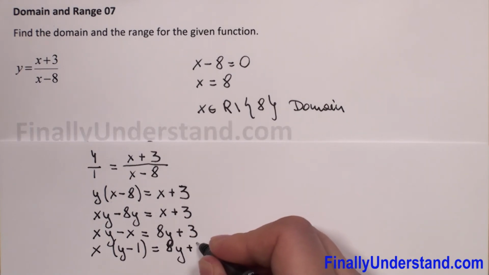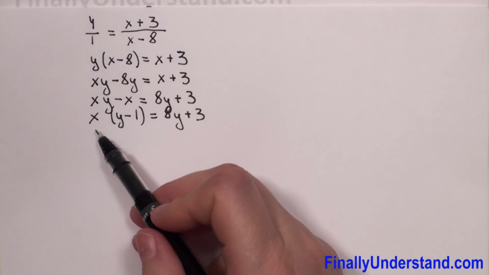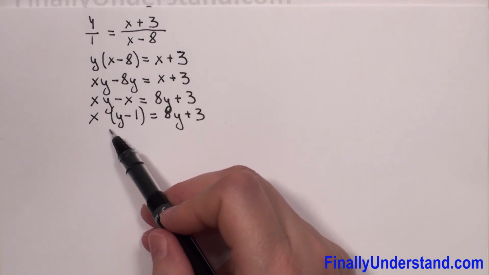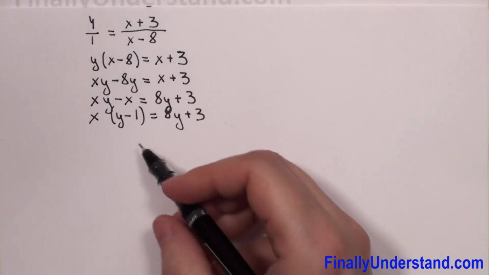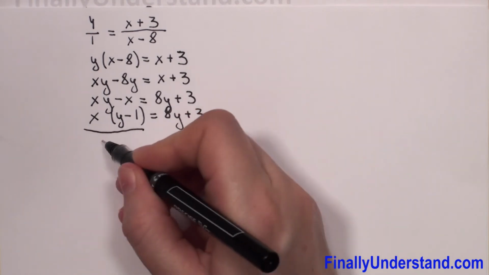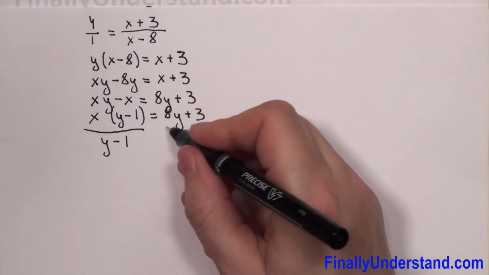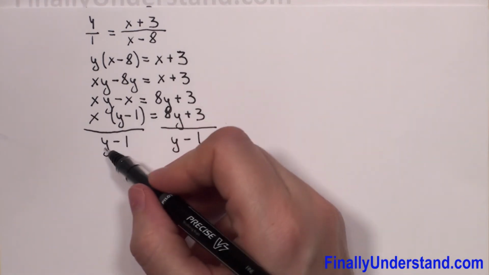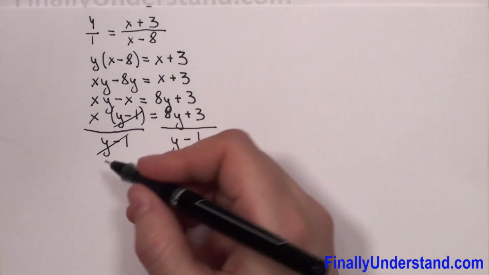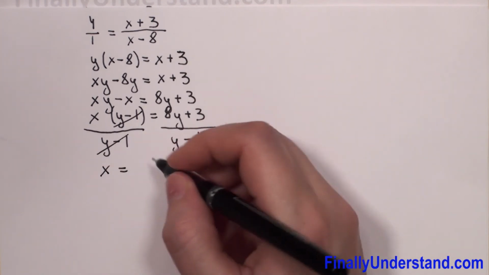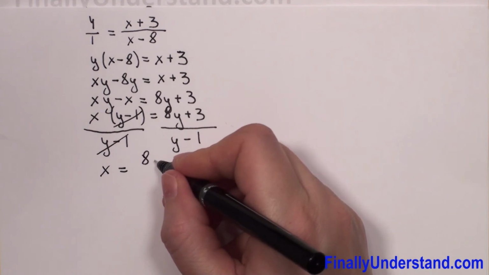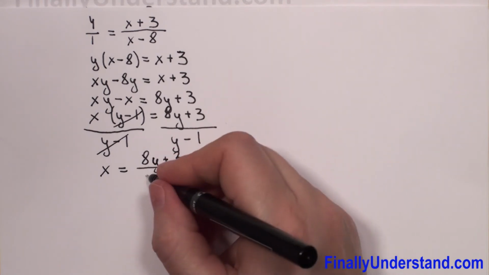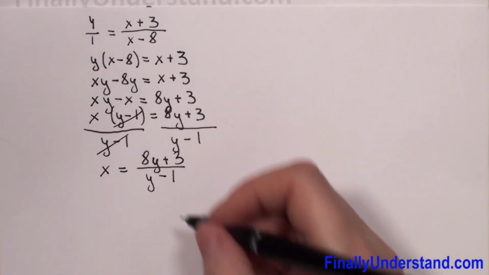Equals 8y plus 3. Because I want to find x, I will divide both sides by whatever is in parentheses. So by y minus 1, both sides. So y minus 1 will cancel, and I have x equals, in the numerator, 8y plus 3 over y minus 1.